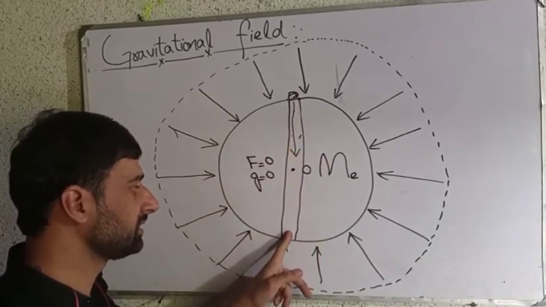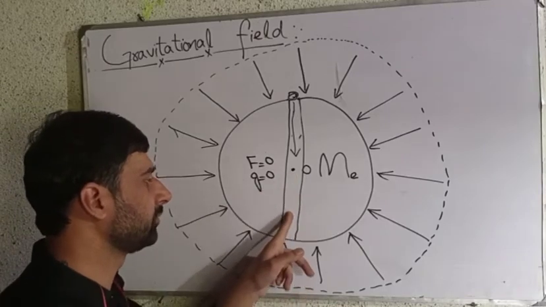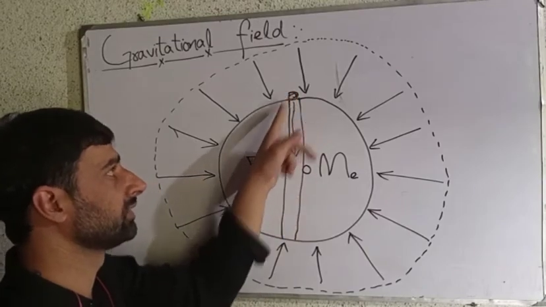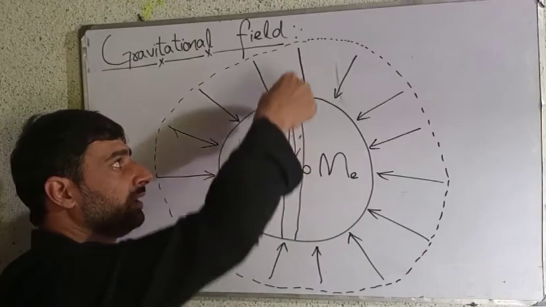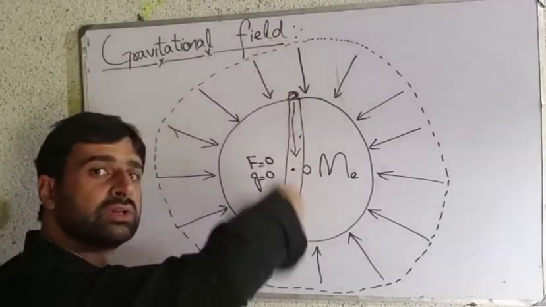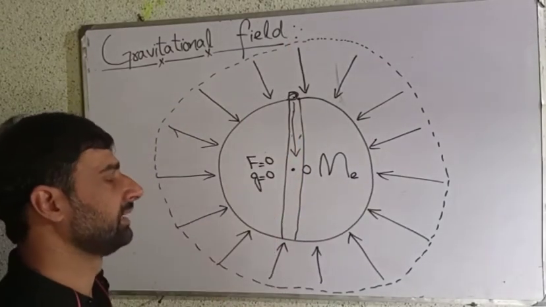When it reaches this point, Earth will again attract it towards the center, and it will move in this direction. But due to inertia, it will not stop here, it will go again to this point. It means when an object is allowed to move through the center of Earth, it will always move to and fro. It will possess vibratory motion about the center of Earth.